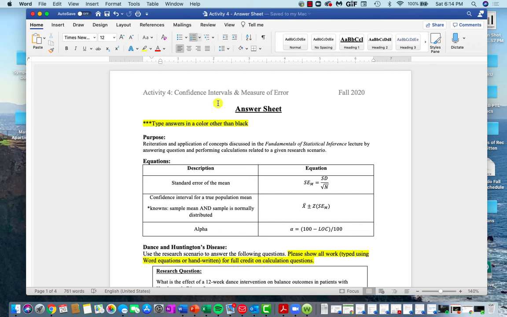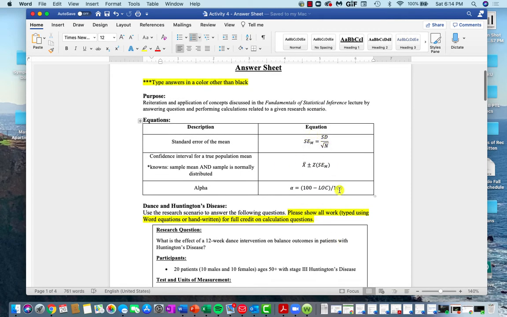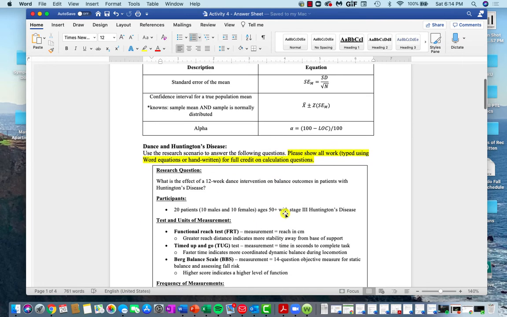You kind of get a break from Excel and SPSS this week, and we're just doing hand calculations and reiterations of conceptual stuff that was taught in the lecture. So here are the equations that I gave you in the lecture. You can use any of these to calculate some of the requested calculations down in the questions below.